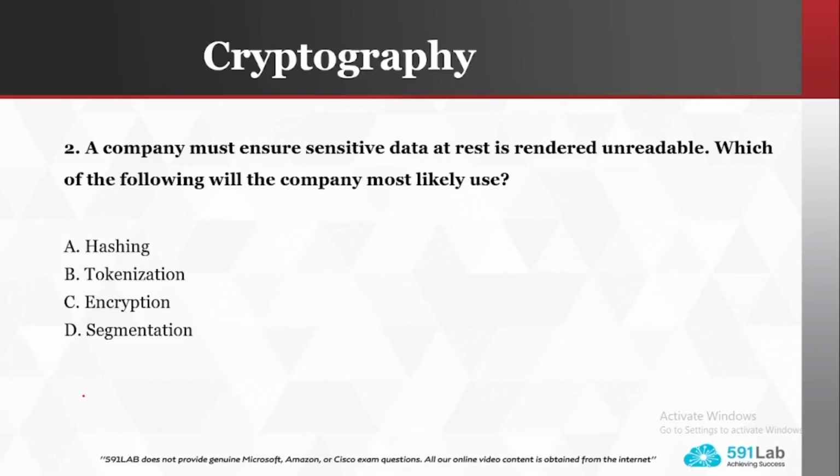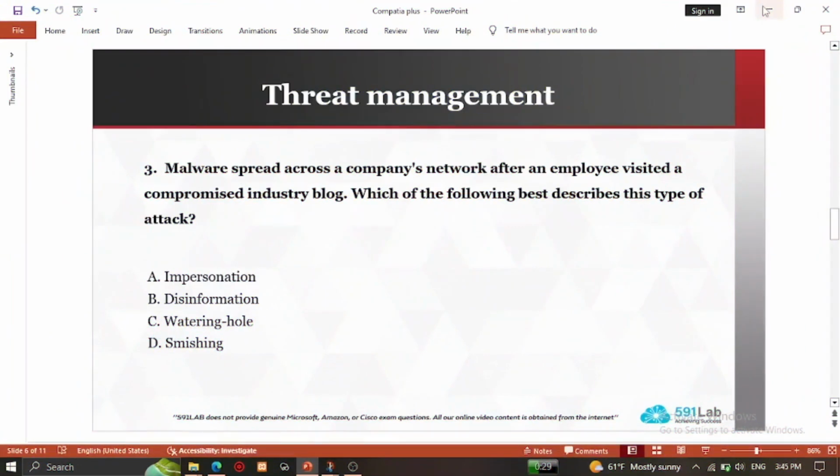The second question is about cryptography. A company must ensure sensitive data at rest is rendered unreadable. Which one of the following will the company most likely use? Threat management. Malware spread across a company network after an employee visited a compromised industry blog. Which one of the following best describes this type of attack?